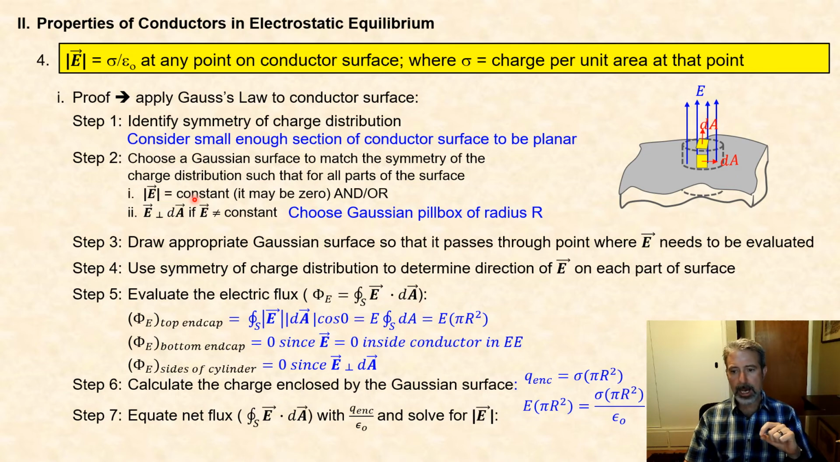Notice here that the area of our Gaussian, so the cross-sectional area of our Gaussian cylinder, pi r squared, is going to cancel out from both sides, which only makes sense. We would not expect the field to in any way depend upon the choice of our Gaussian cylinder. So when we cancel that out, we find out that the electric field has a magnitude given by sigma, the surface charge density, divided by epsilon naught.